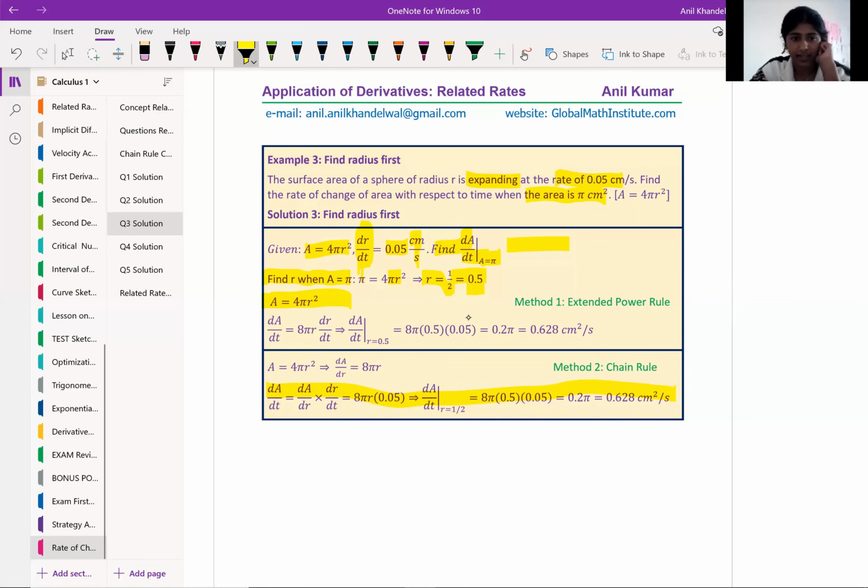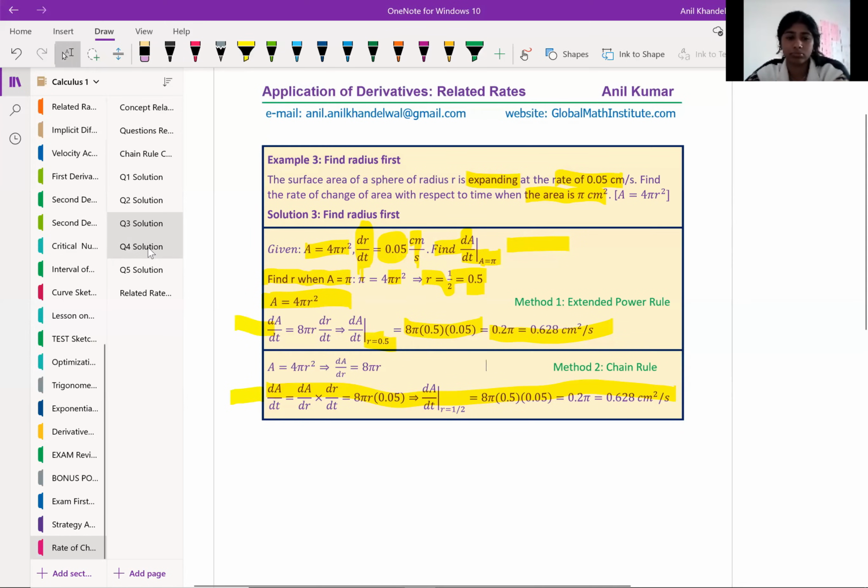And then we're trying to find dA over dt. So you do the derivative of the 4 pi r squared. So you do 4 times 2 is 8 pi r, and then you have to do dr over dt. And we know what dr over dt is, that's the 0.05. So we just sub it in, and we found that the radius is a half as well, so you just sub that in as well, and you get that. Perfect. So you can adopt any of these methods and do it.